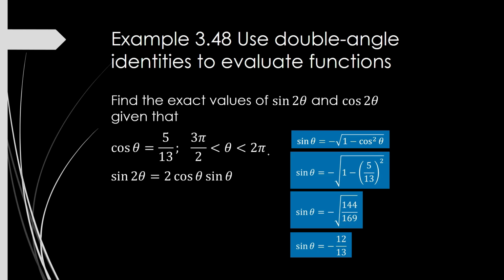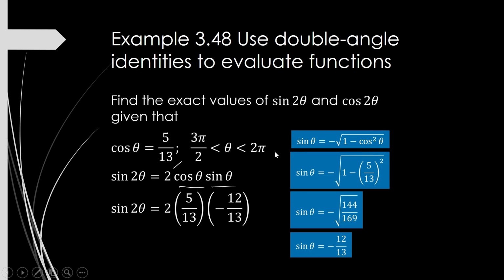So we already have a value for cosine. It's already given. It's 5/13. And we already have a value for sine of theta. It's negative 12/13. So sine of 2 theta is equal to this. 2 times 5/13 times negative of 12/13. So 13 times 13 is 169, okay? And then 2 times 5 is 10, times 12 is 120. But of course, this must be negative.